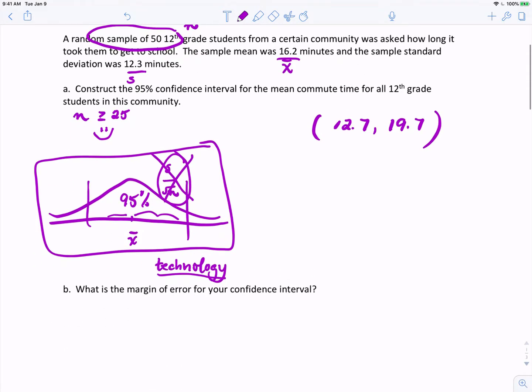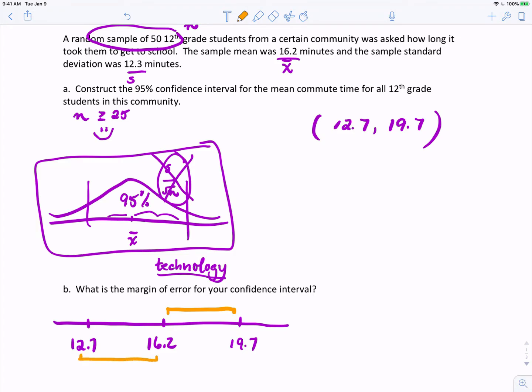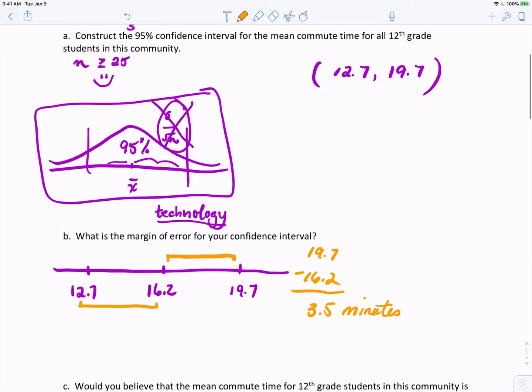Find the margin of error of the confidence interval. This is exactly the same as we did with proportions. Our sample mean is in the middle, so our sample mean is 16.2. Our upper limit is 19.7. Our lower limit is 12.7. And the margin of error is simply the distance between these numbers. Or you could subtract these two numbers if you wanted. They're all the same. It's symmetric. If you take 19.7 minus 16.2, you get 3.5. So our margin of error is 3.5 minutes.